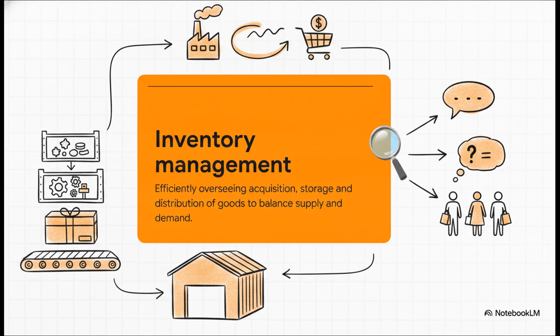So when we talk about inventory, we are literally just talking about the stock a business holds. And it's really crucial to remember this spans across three distinct stages: your raw materials, your work in progress, and your finished goods. But inventory management, well, that is the active, strategic part of the equation. It's efficiently overseeing the acquisition, storage, and distribution of all those goods. It really isn't just about storing dusty boxes in a massive warehouse. It's this vital, high-stakes balancing act of matching your supply perfectly with customer demand.